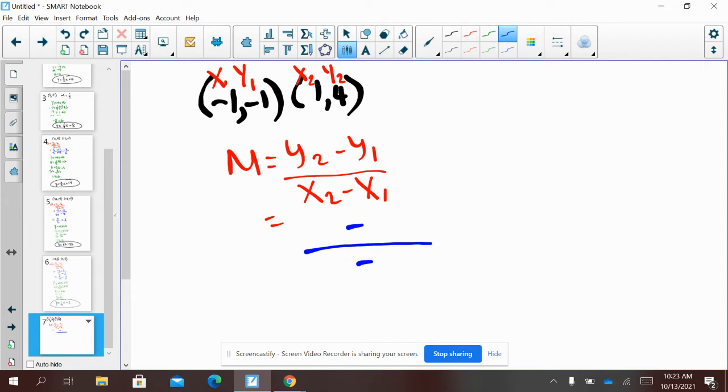Remember that there's that negative sign in the actual formula. Alrighty, so y2 is 4, y1 is -1, x2 is 1, and x1 is -1. You'll notice those double negatives will turn into a plus: keep, change, change. Okay, and we get our slope as 5 over 2. Okay, double check that I did that right. 4 minus -1, yep. 1 minus -1, yep.